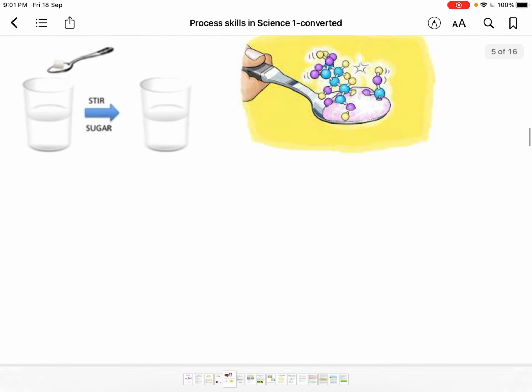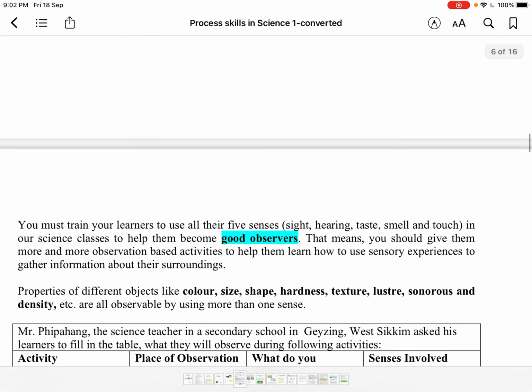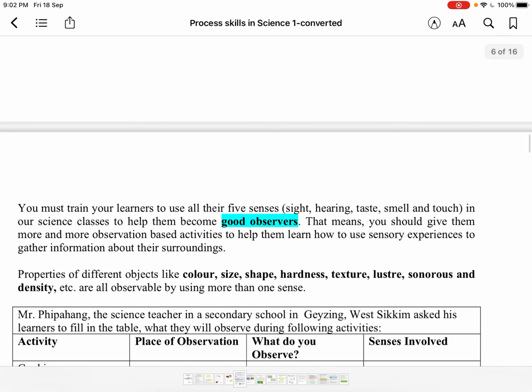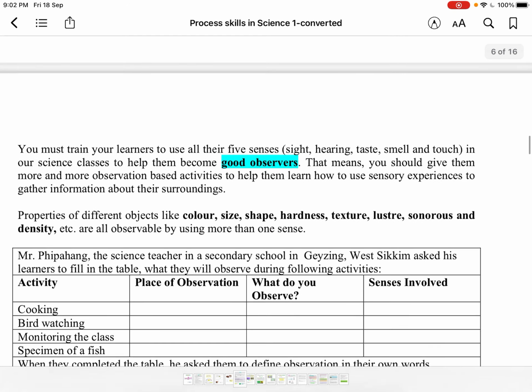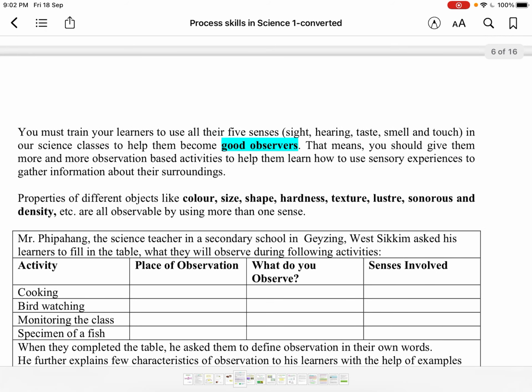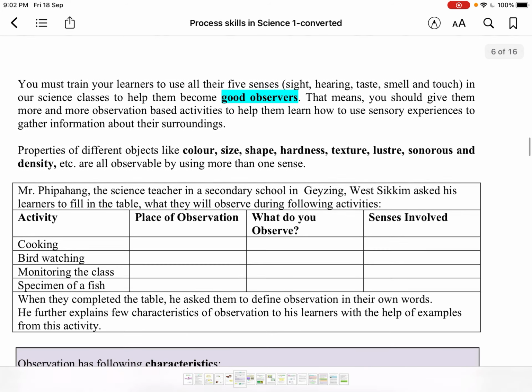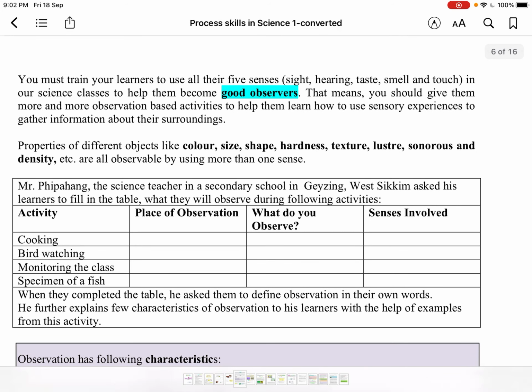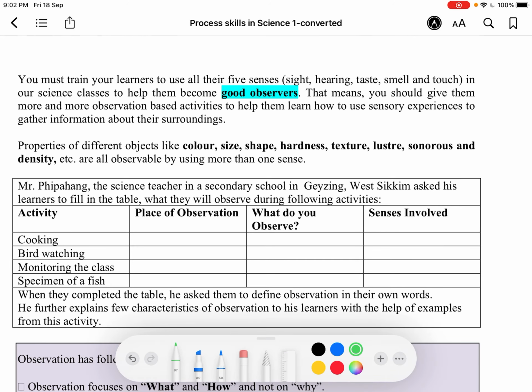So that is observation. When we give the definition of observation, it should be clearly mentioned. And being a science teacher, we would like to make our learners very good observers. For making good observers, we have to encourage them to make use of their sensory experiences, that is, use of the five sense organs.